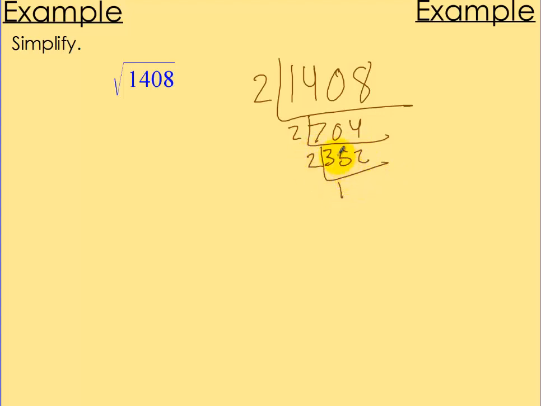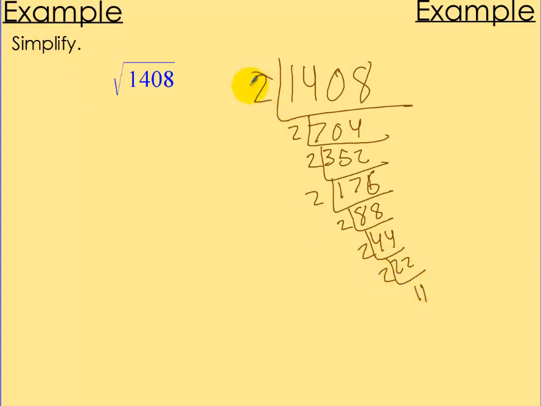I'm left with 176. And I can divide that by 2 again. So I'm left with 88. And 2 again. I'm left with 44. 2 again and 22. And 2 again and 11. Hey, that broke down. 11's a prime.